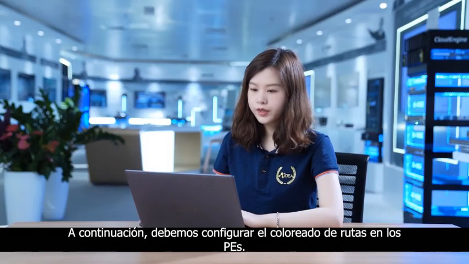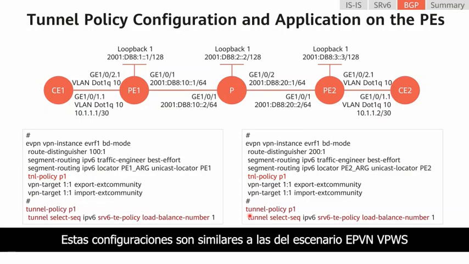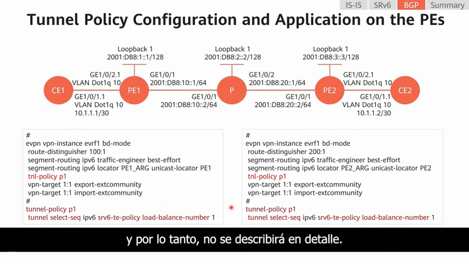Following that, we need to configure route coloring on the PEs. Then we need to configure and apply a tunnel policy. These configurations are similar to those in the EVPN VPLS scenario and therefore will not be described in detail.